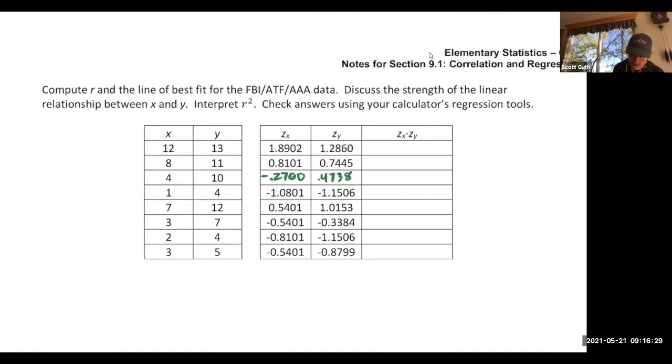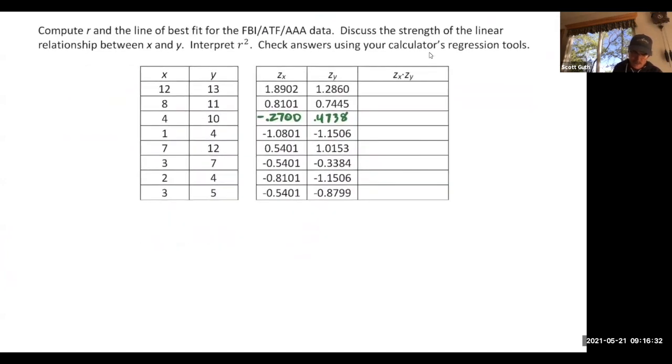Okay, and now the reason why we're doing this is just to remind you, we have that R was determined to be the sum of Zx times Zy over n minus 1. That's the formula that minimized the sum of squares error. That's what we wanted to minimize. That was the whole point. So what you have to do now is go through and just multiply all these.